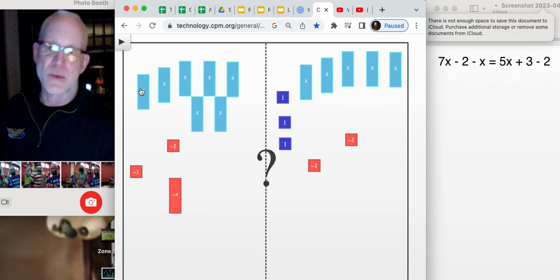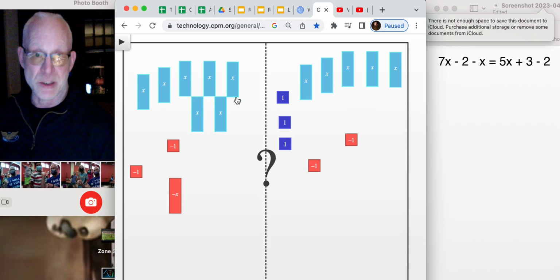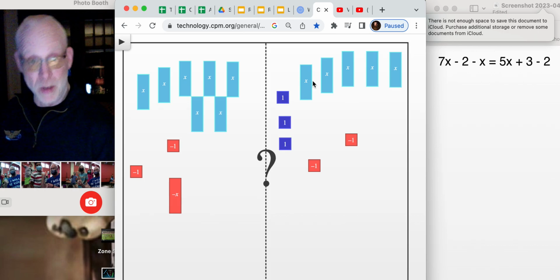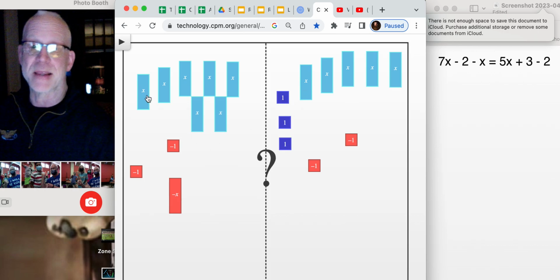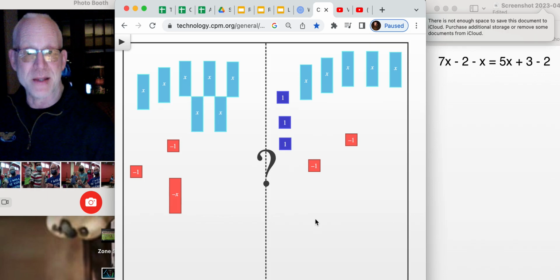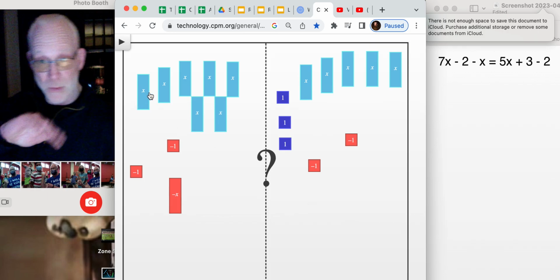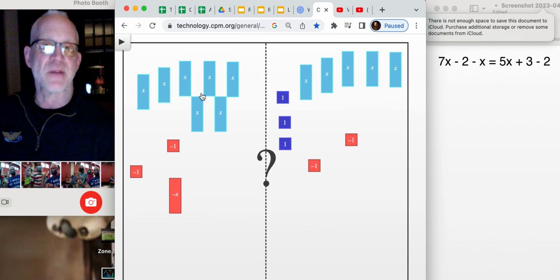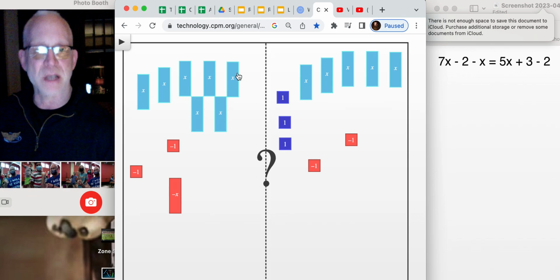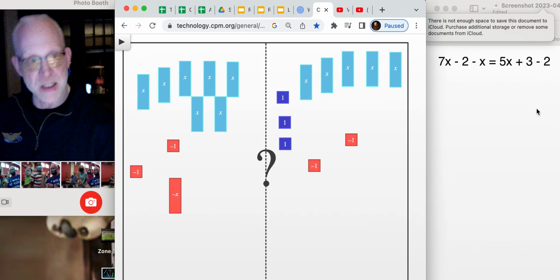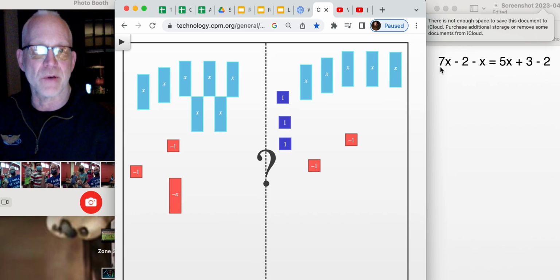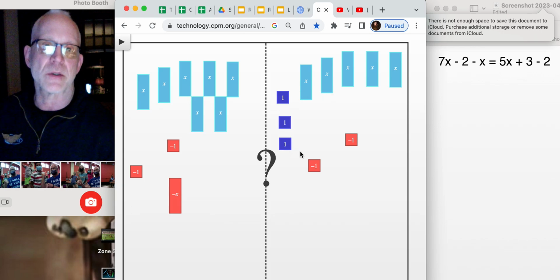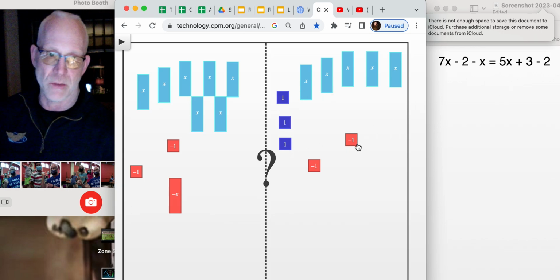So we reminded them that anytime a color is blue or purple or dark blue, that's positive. And then anytime it's red, that's a negative. And just to flip, we can just click on the tiles and flip them. So right now we have 7 positive x's, 1, 2, 3, 4, 5, 6, 7. And then we have 2 negative units, and then we have a negative x. Equals, on this side, we have 5 positive x's, 1, 2, 3, 4, 5. And then 3 positive units, 1, 2, 3, and 2 negative units, 1, 2.